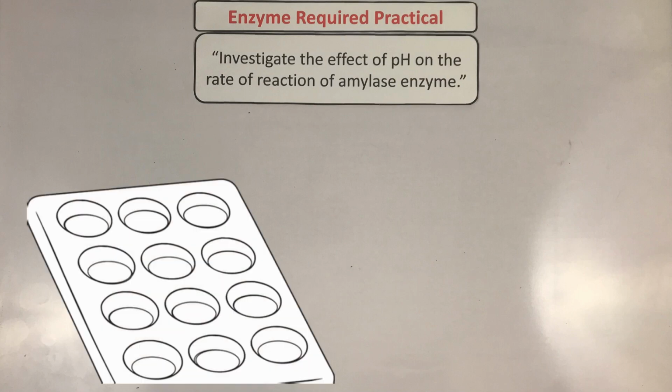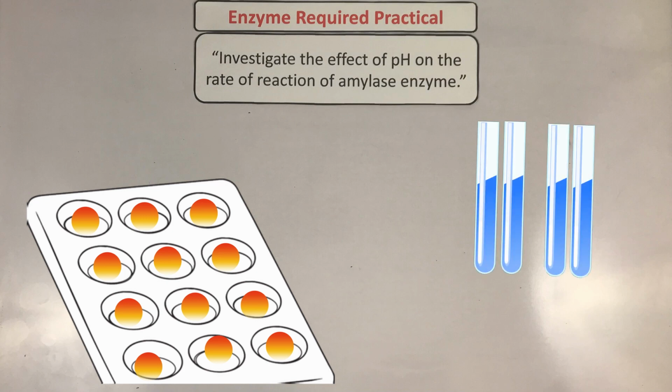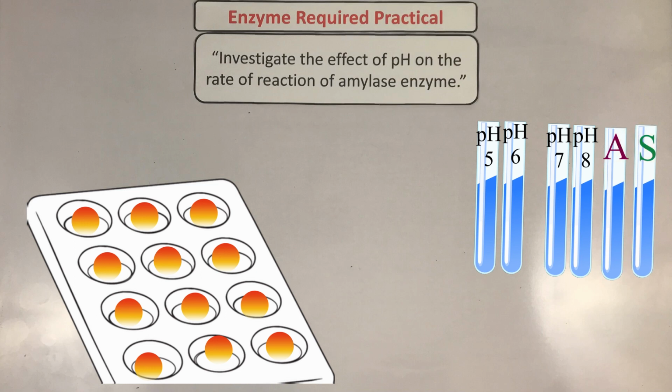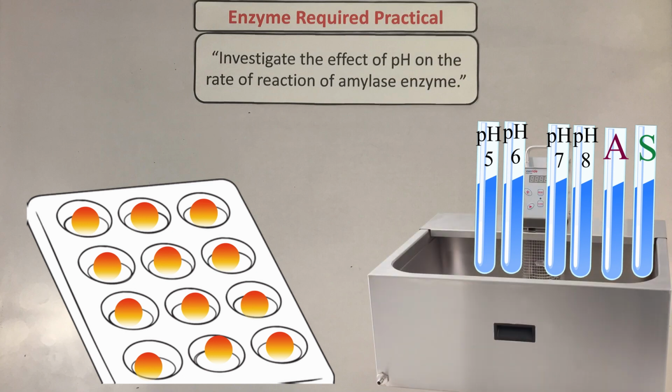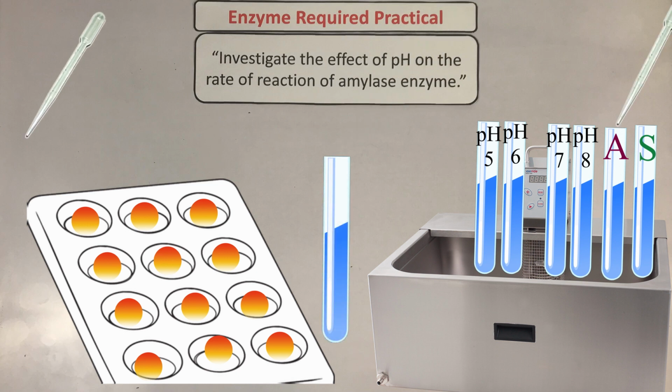Number 1, you add a drop of iodine into each depression in your spotting tile. Number 2, you add your different pH solutions into separate test tubes. In this example, I'm using pH 5, 6, 7, and 8. Have one of your amylase and have one for your starch solution as well. Number 3, place your test tubes into a water bath at 35 degrees Celsius. Number 4, you add 2 centimeters cubed of your first pH solution into another test tube. Number 5, you add 2 centimeters cubed of your amylase into the same test tube.